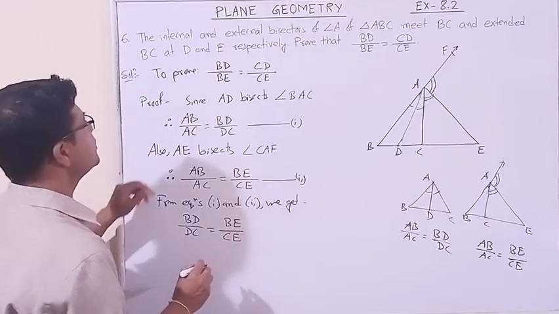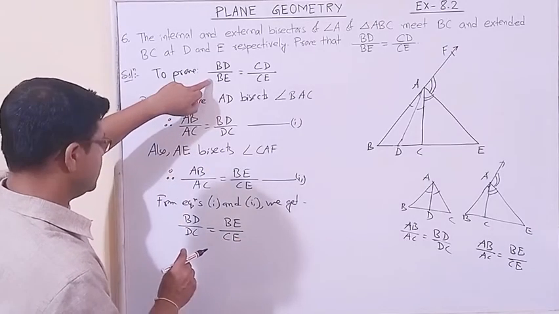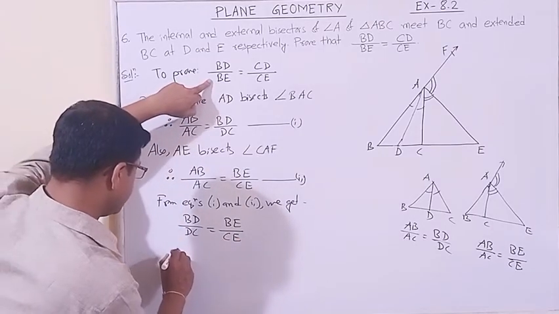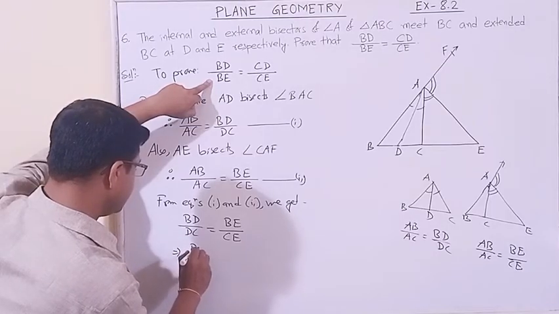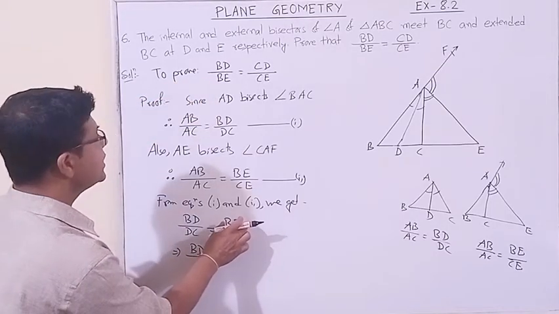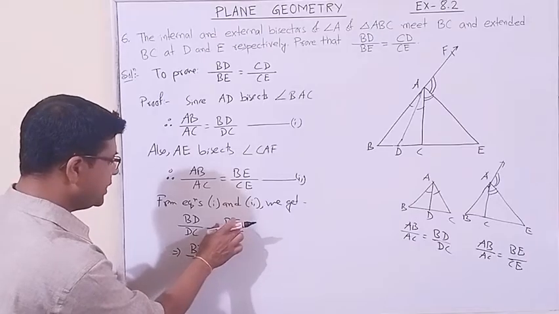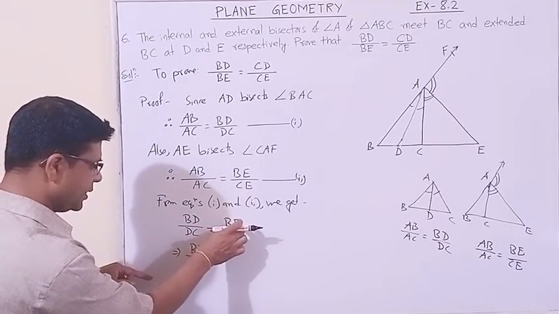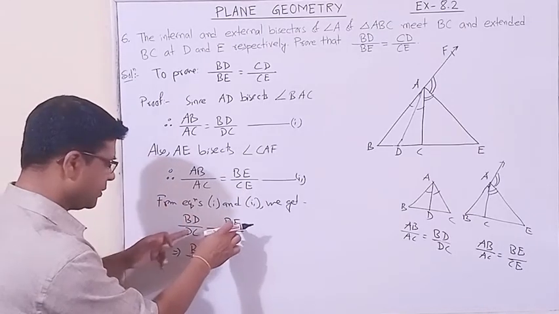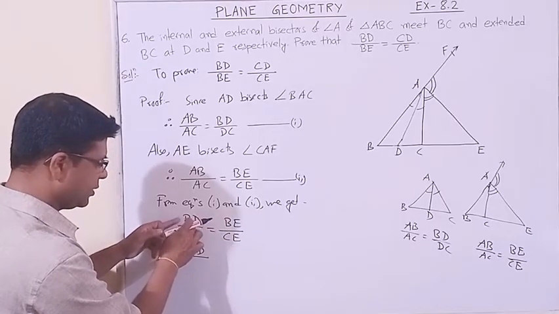Now let us see what we have to prove actually. We have to prove BD by BE. So let us write down this BD, and this B we have to bring here. That means this is the case of cross multiplication. This into this equal to this into this.